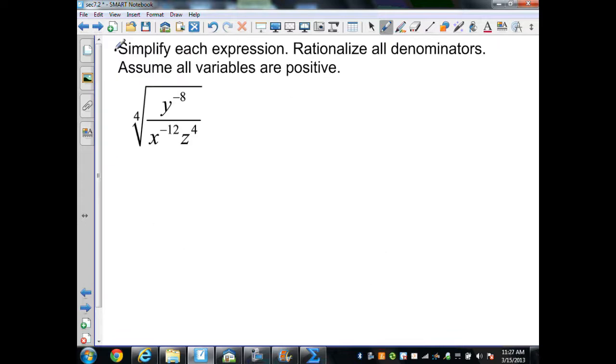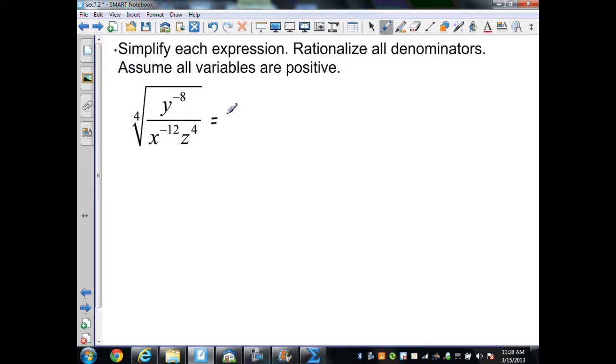Again, we want to simplify on this example. We have the 4th root of y to the negative 8th over x to the negative 12th, z to the 4th. We know when I have negative exponents, I have to move their location. If it's in the numerator, with a negative exponent, I'll move it to the denominator. If it's in the denominator, I need to move it in the numerator. We've covered this in previous sections.